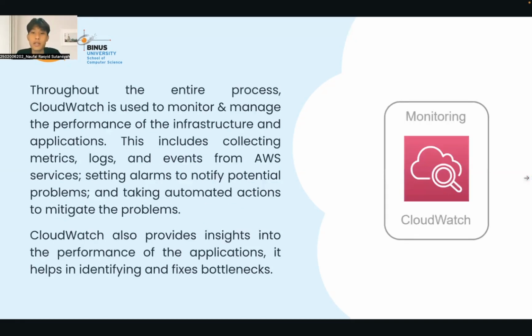Next, monitoring using CloudWatch. Throughout the entire process, CloudWatch is used to monitor and manage the performance of the infrastructure and application. This includes collecting metrics, logs, and events from AWS services, setting alarms to notify of potential problems, and taking automated action to mitigate the problem. CloudWatch also provides insight into the performance of the application. It helps in identifying and fixing bottlenecks.